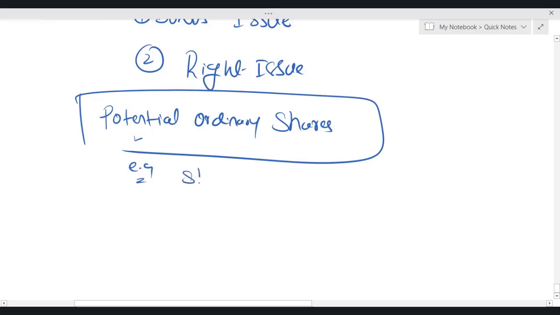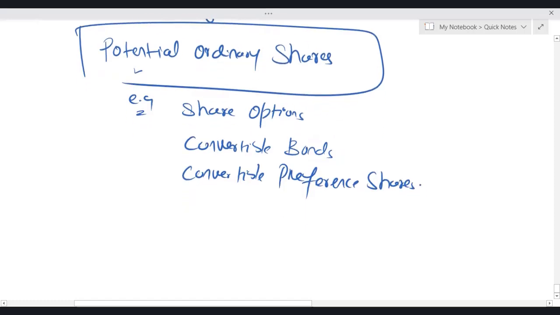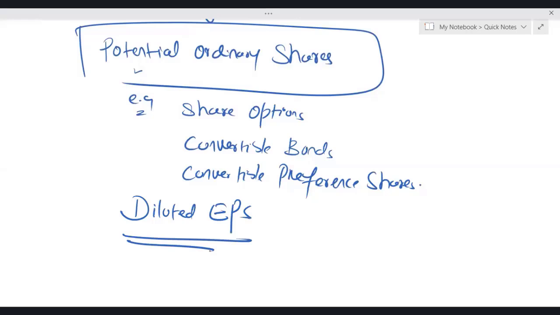Why is there a need to study the concept of potential ordinary shares? Share options, convertible bonds, convertible preference shares are just examples of potential ordinary shares. Basically, while calculating diluted EPS, we assume that all the potential ordinary shares have become ordinary in day one.